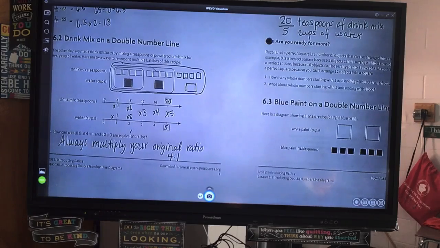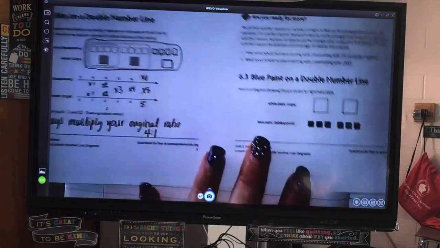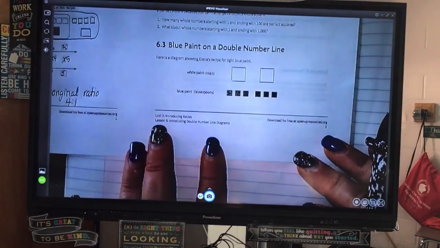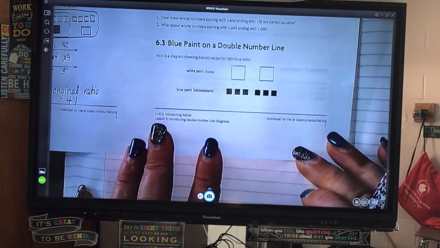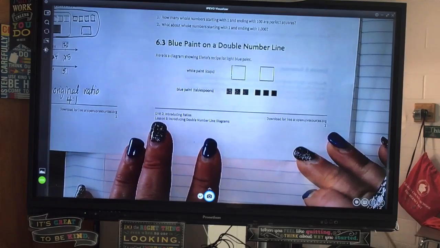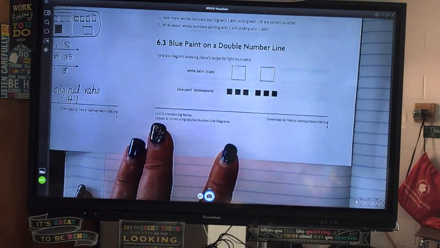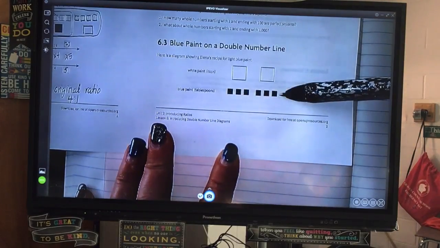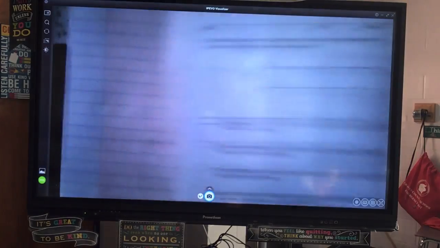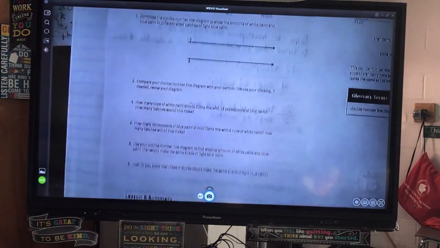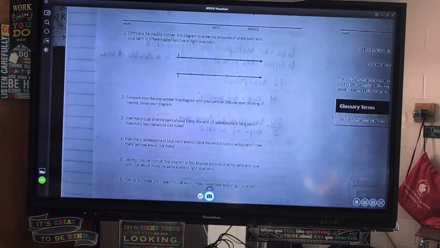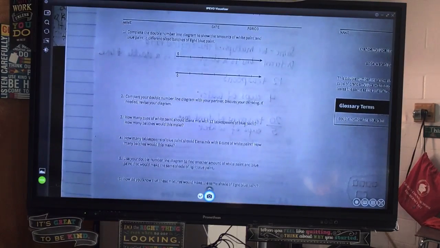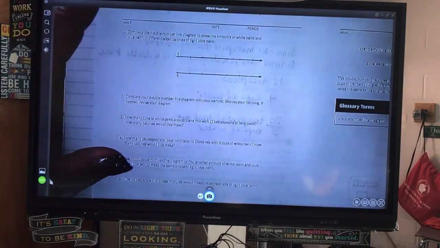Are you sure? Okay. Alright, so let's slide over to 6.3. It says here's a diagram showing Elena's recipe for the light blue paint. So you guys remember this? Yes. Alright, so remember it's 2 cups to 6 tablespoons. Let's flip it over. So it says complete the double number line to show the amount of white paint and blue paint in different size batches of the light blue paint. So you have to label your number lines.